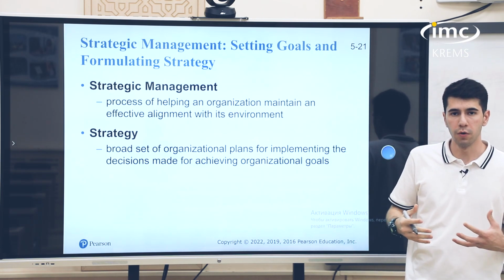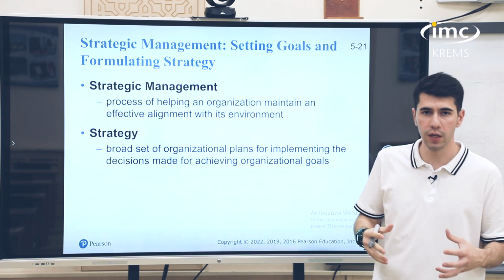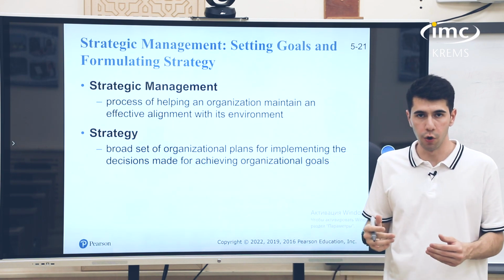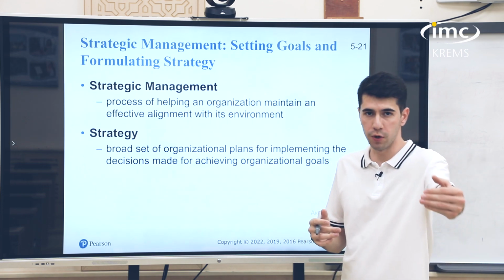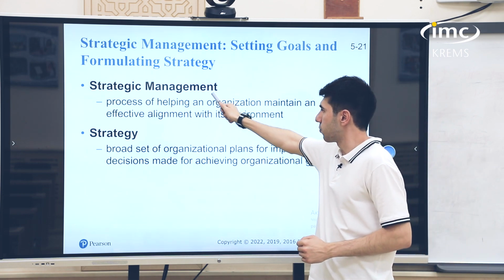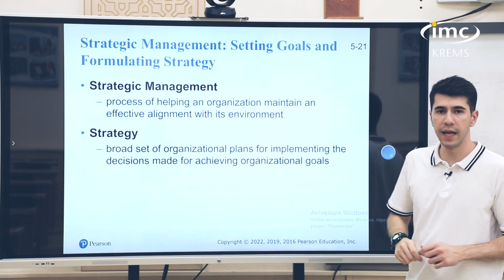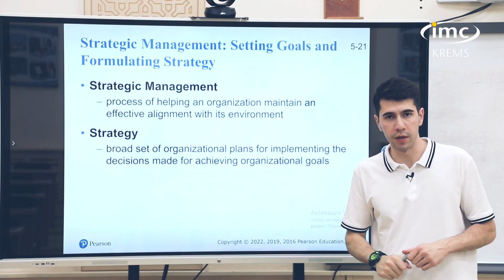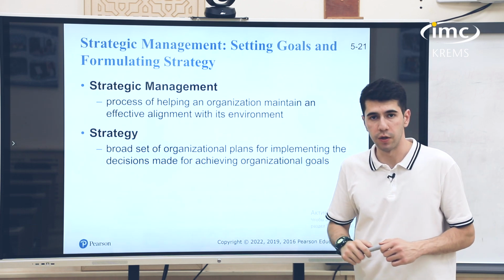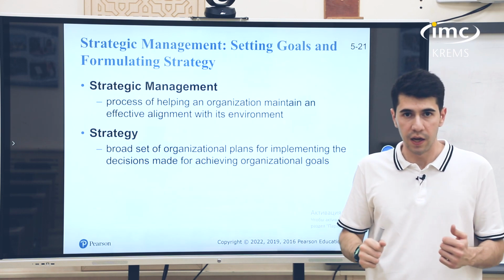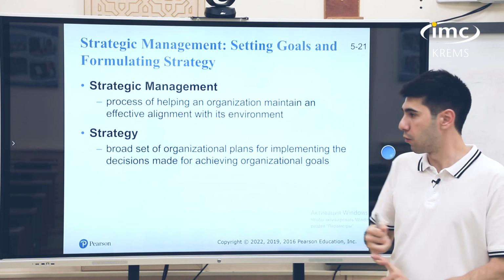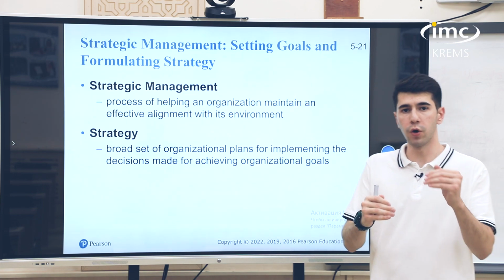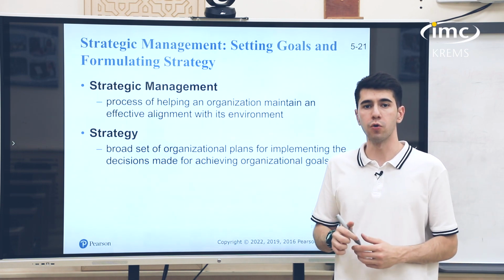First of all, to think strategically and make strategic management, we have to set up a certain goal that will move us forward. Strategic management is the process of helping any organization maintain an effective alignment with its environment. What does it mean in this case? Strategy will help us to move effectively and efficiently, to think over any step and reach our goal successfully.